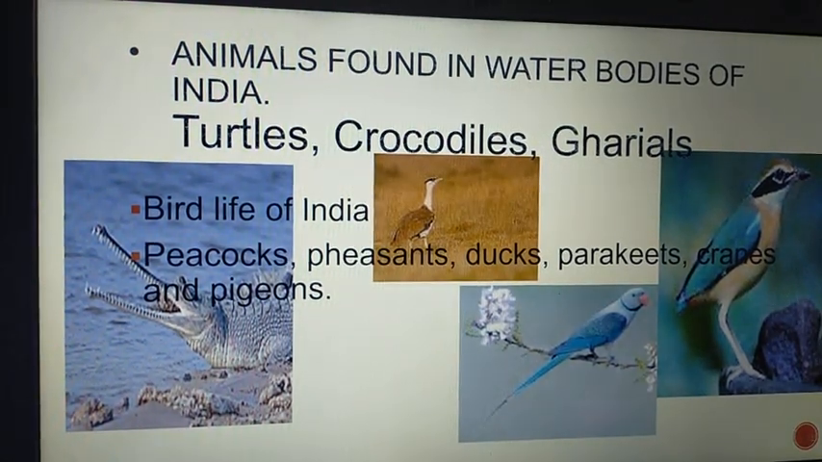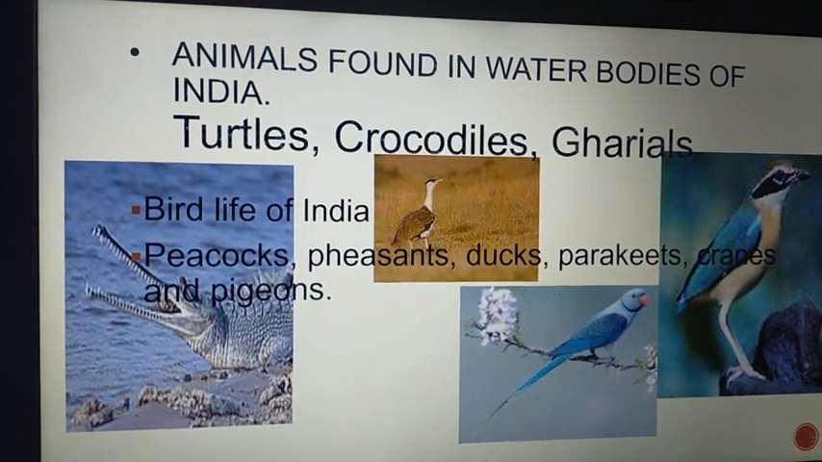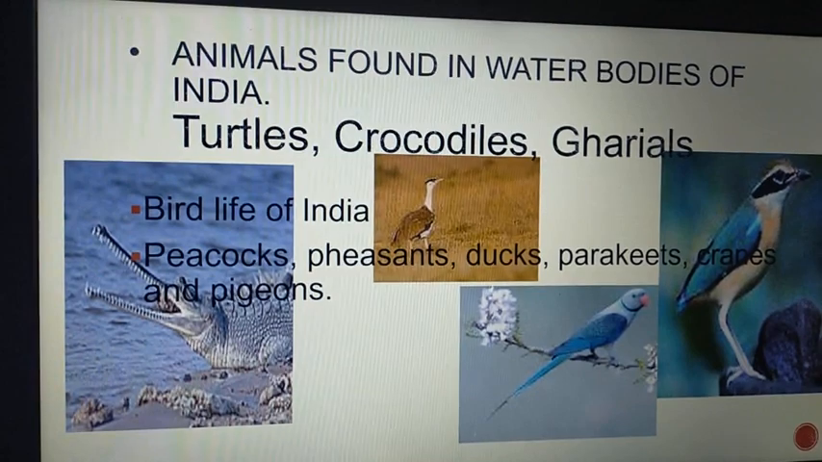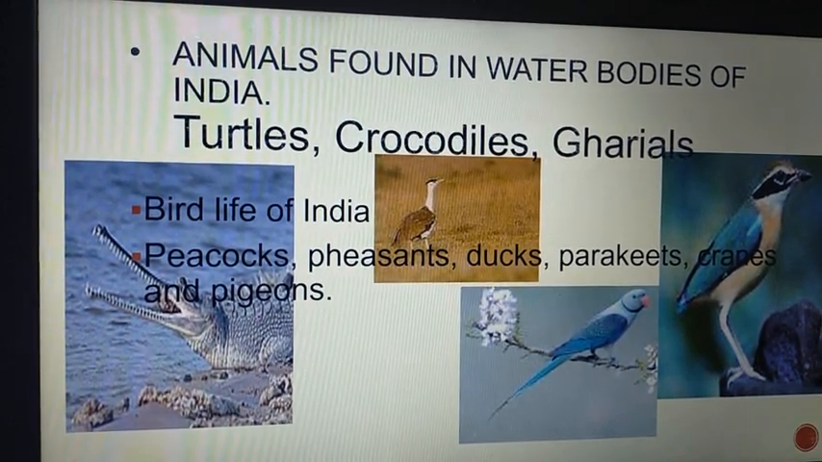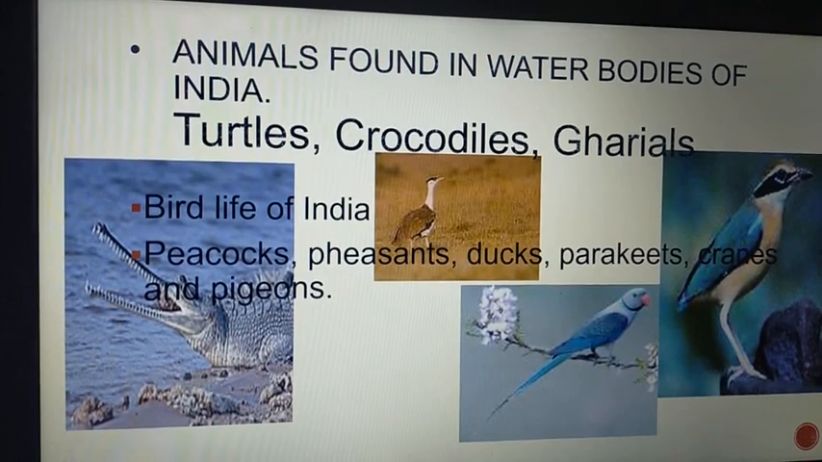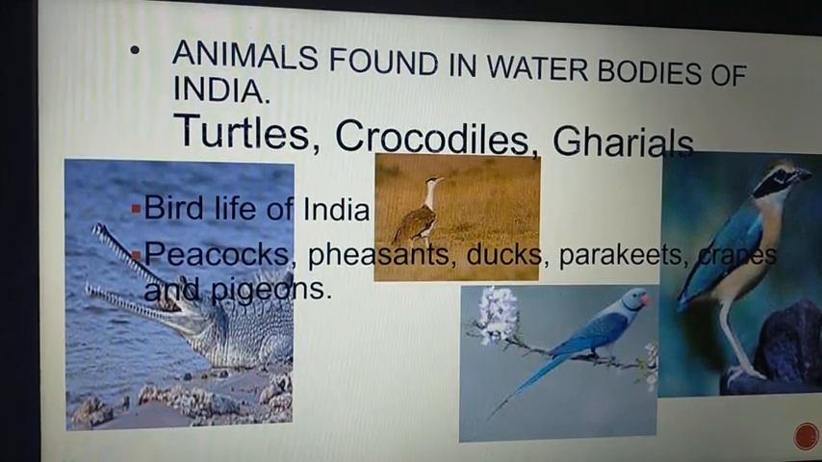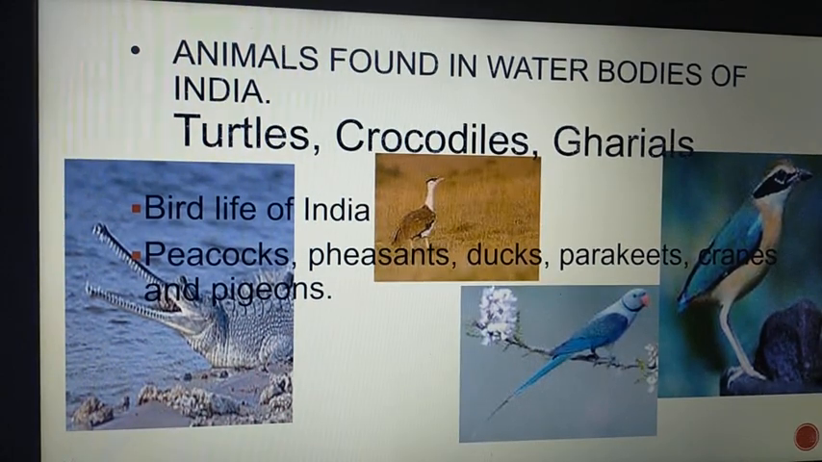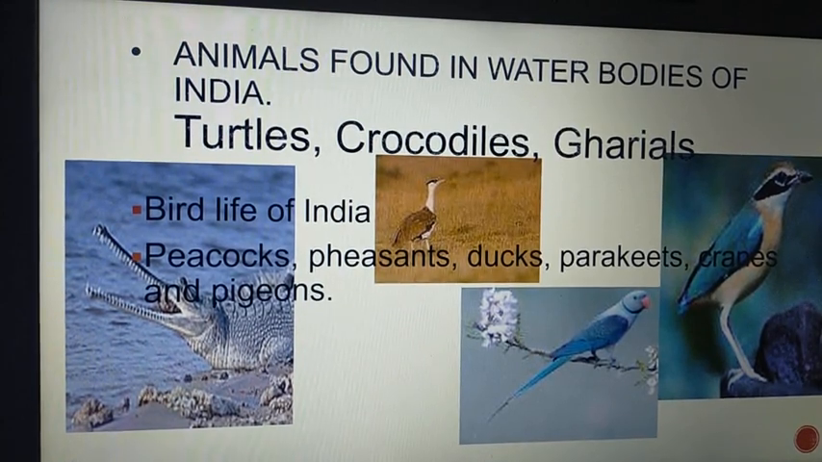In the water bodies of India, the animals that live there include turtles, crocodiles, and gharial. Bird life of India is also very pleasant and colorful. Among the birds, peacocks, pheasants, ducks, parakeets, cranes, and pigeons are a few of the birds that inhabit the forests and wetlands of India.